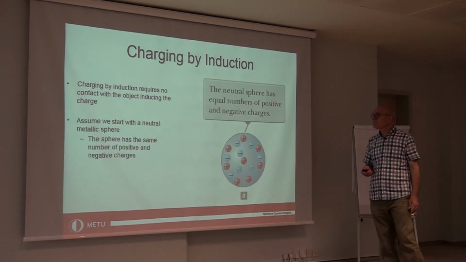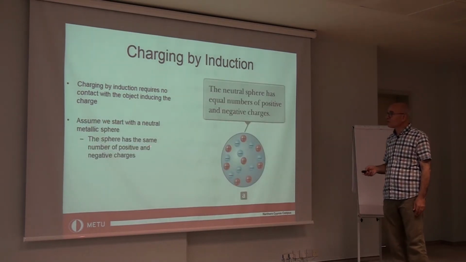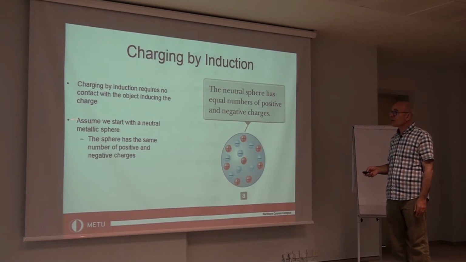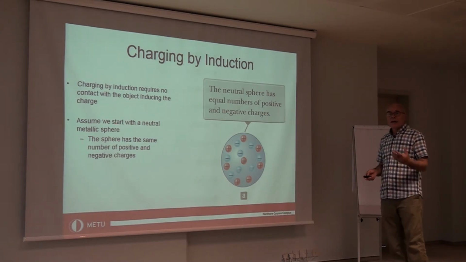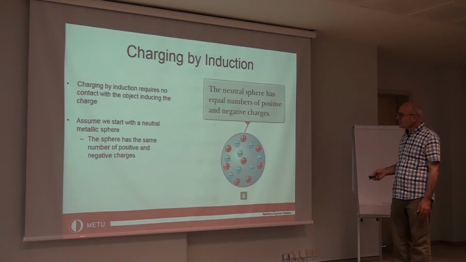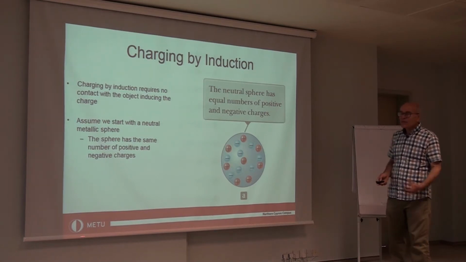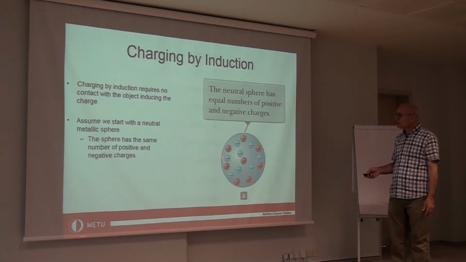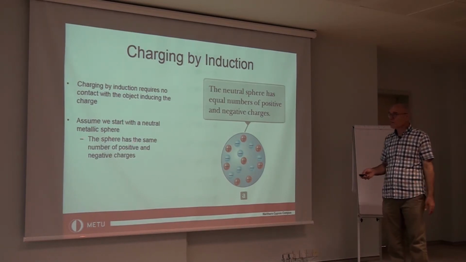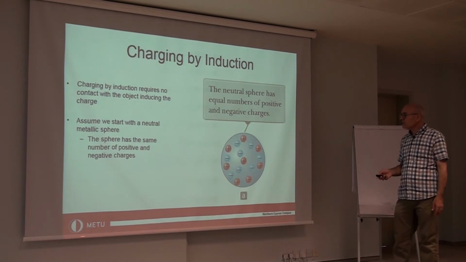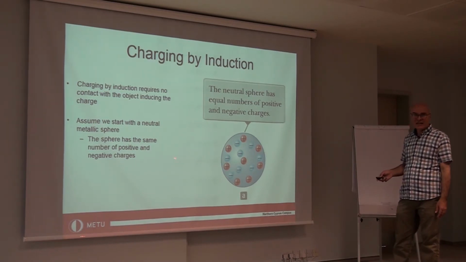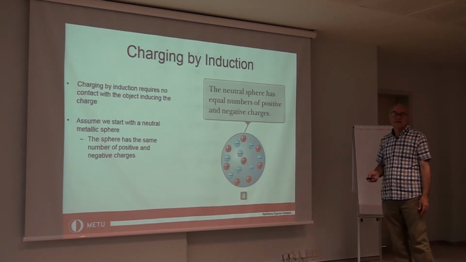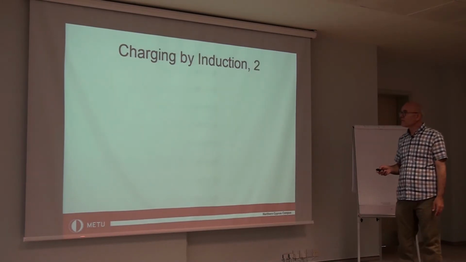Now, assume that we start with a neutral metallic sphere. This is the metallic sphere, and as you can see, it has the same amount of electrons and protons because it's neutral. Okay? And you want to charge this metallic sphere by induction.